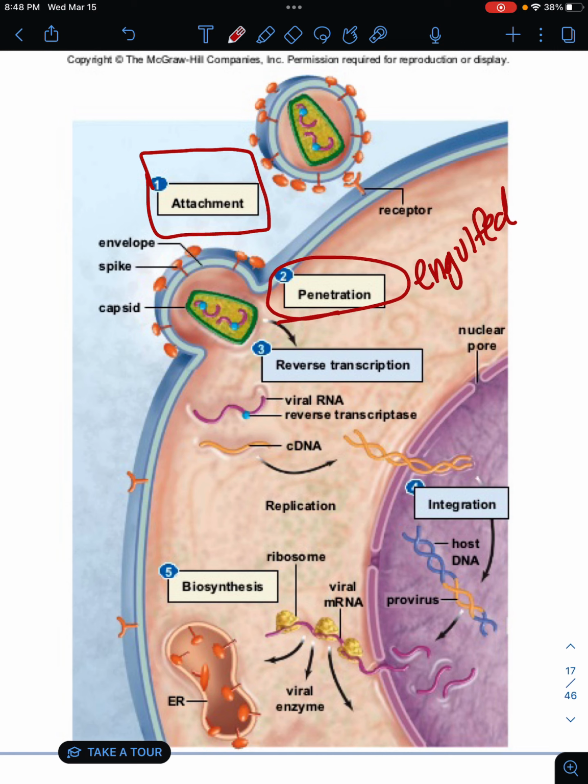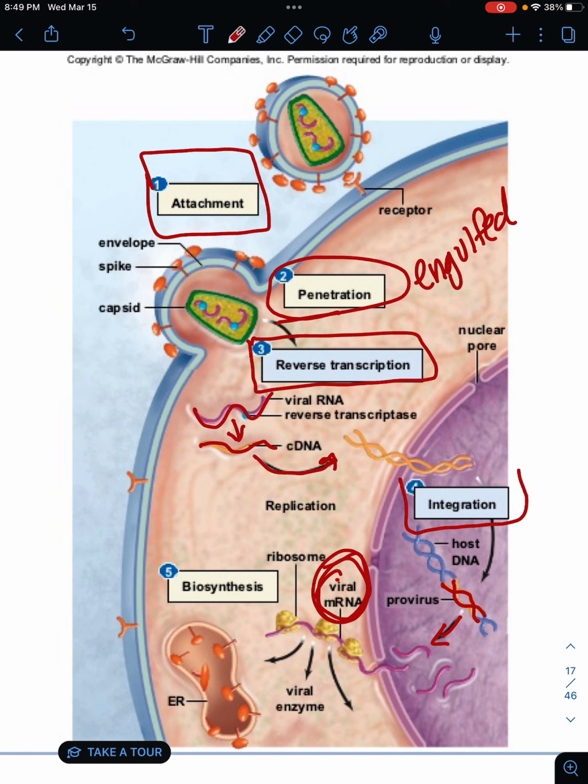Then, because this is RNA, step three is called reverse transcription. You see this little piece of RNA right here? It's turned into this piece of DNA. Then the DNA comes into the nucleus and integrates into the cell's DNA. Then it's read into mRNA.